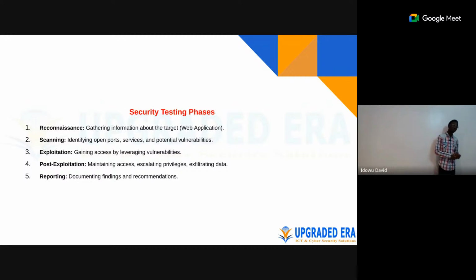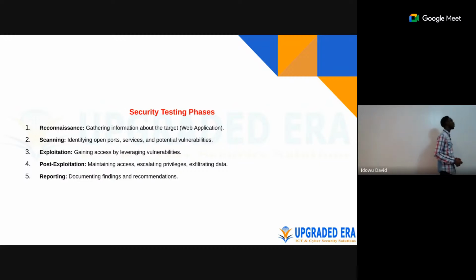Then you have exploitation. Upon finding potential vulnerabilities, you try as much as possible to see how you can gain initial access by leveraging the vulnerabilities you found. Then we move to post-exploitation. Post-exploitation means maintaining access, escalating privileges, and trying to exfiltrate as much data as you can. Now that you've entered the system, you want to ask yourself, how do I remain, for example, as an advanced persistent threat?